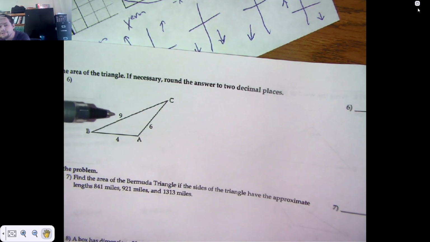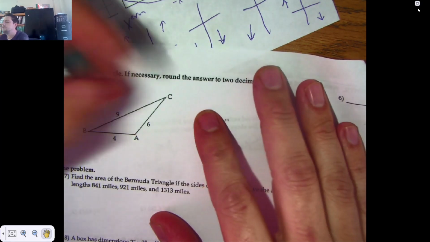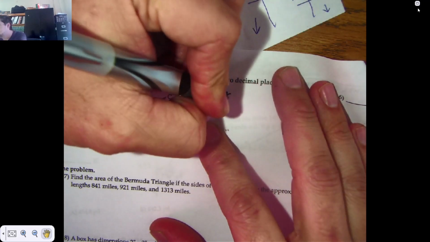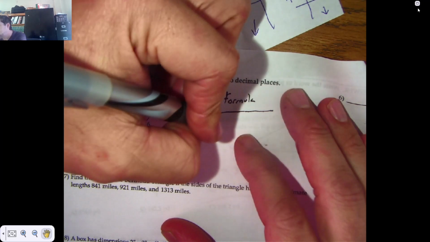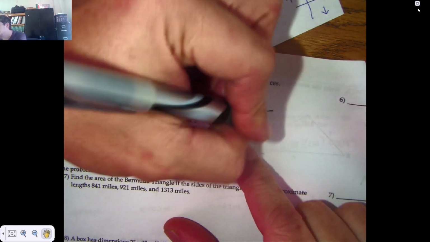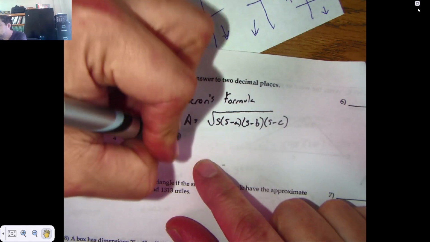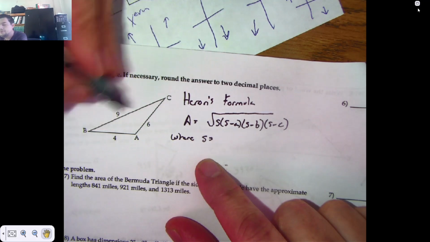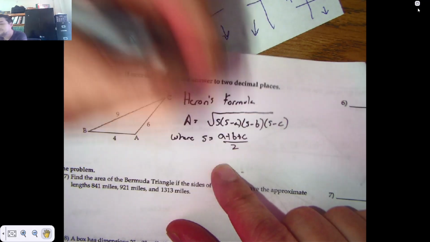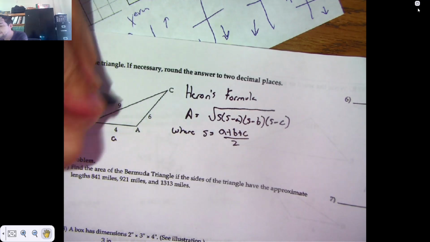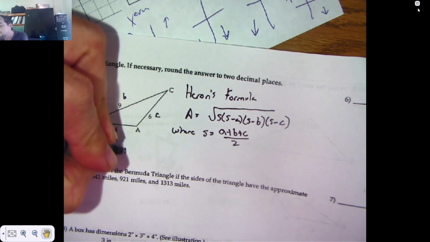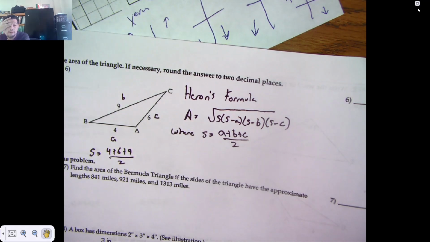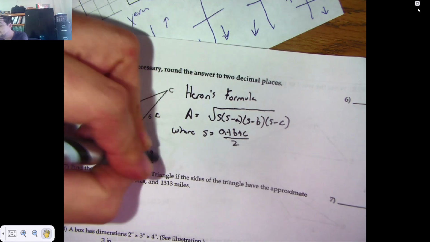Find the area of the triangle; if necessary, round the answer to 2 decimal places. This is the side, side, side pattern, and we use Heron's or Hero's formula, which says that area is the square root of s times s minus a times s minus b times s minus c, where s is the semi-perimeter, a plus b plus c over 2. So these are your a's, your b's, and your c's. It doesn't matter which one's which, all right? But your semi-perimeter would be 4 plus 6 plus 9, all over 2, which is 19 halves, which is going to be 8.5.